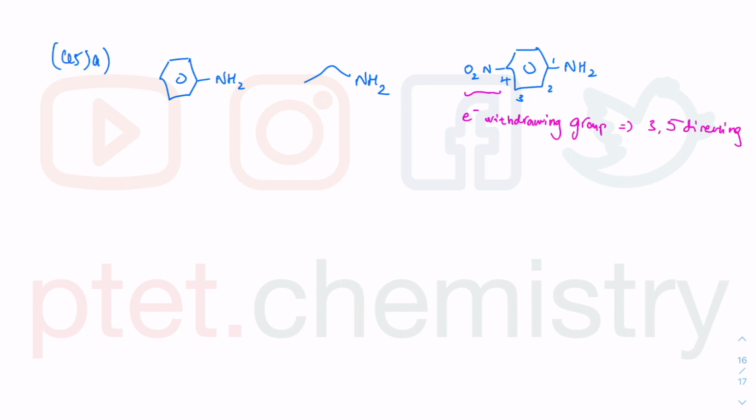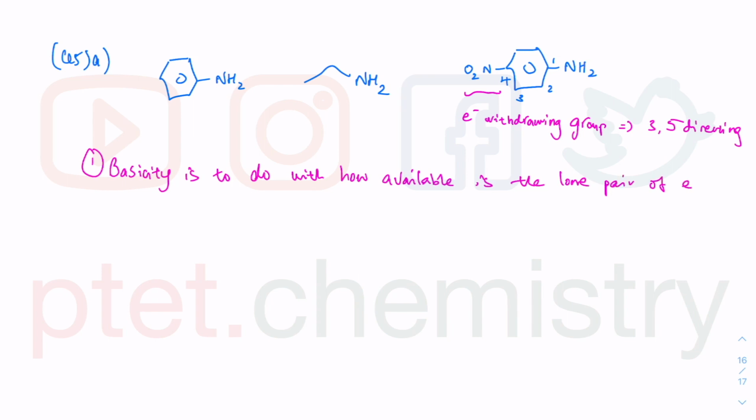Anyway, basicity. What is basicity to do with? I'm going to start by explaining first. Basicity is to do with how available is your lone pair on the nitrogen, the lone pair of electrons on the nitrogen, to do what? To accept H+.